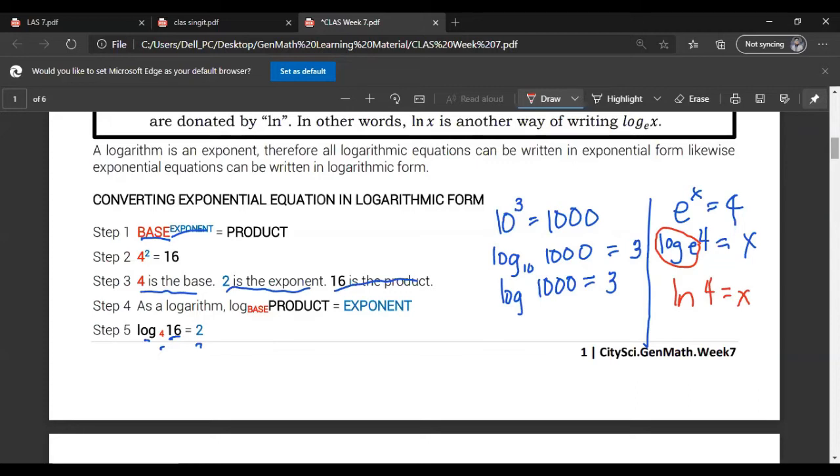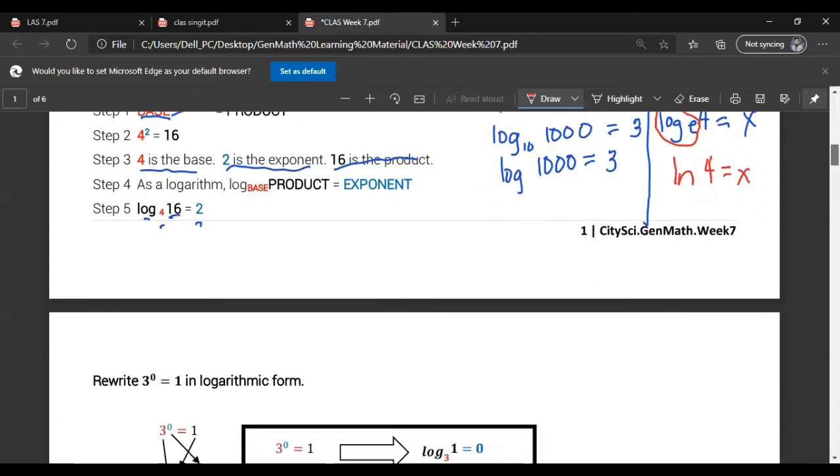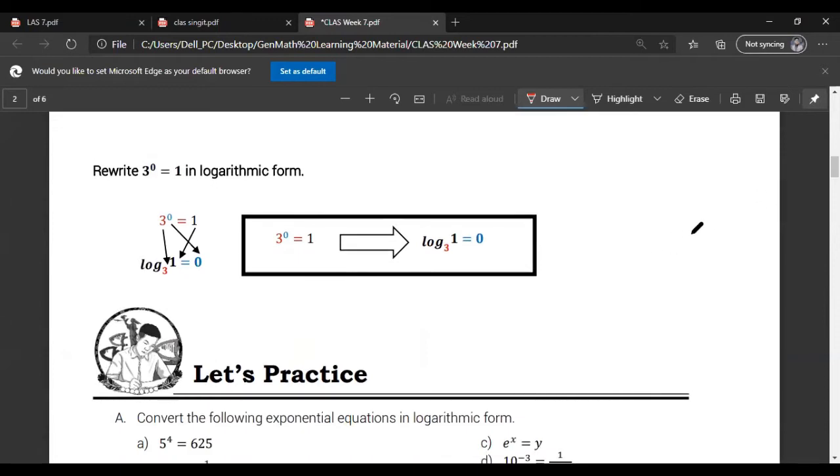Okay. So, we have here another example. Rewrite 3 raised to 0 is equal to 1. Ngayon, tignan nyo kung anong nangyari doon sa equation. So, if we have 3 raised to 0 is equal to 1, magiging logarithm of 1 with the base 3 is equal to 0 siya. Okay? Kasi nga 3 is the base, 0 is the exponent, and 1 is the product.